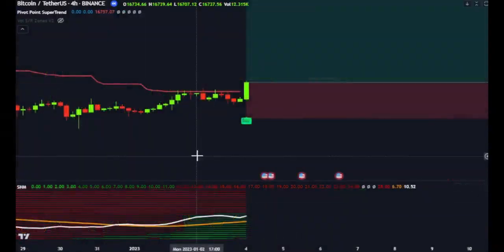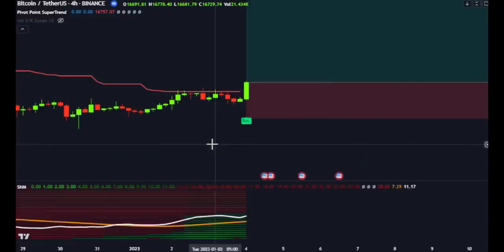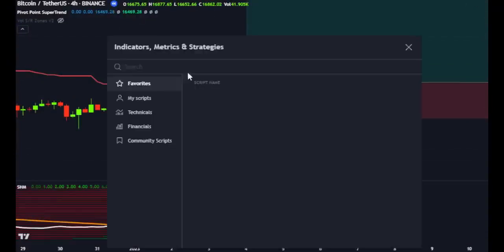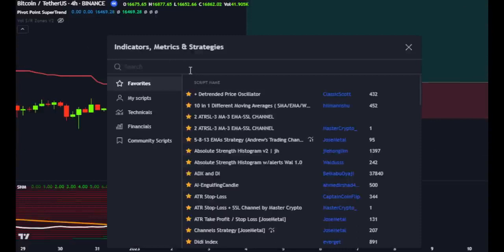Before the end of the video, I would like to show you one more indicator. It will help you to know if the trade is more accurate. The indicator is called breakout probability created by Zierman.